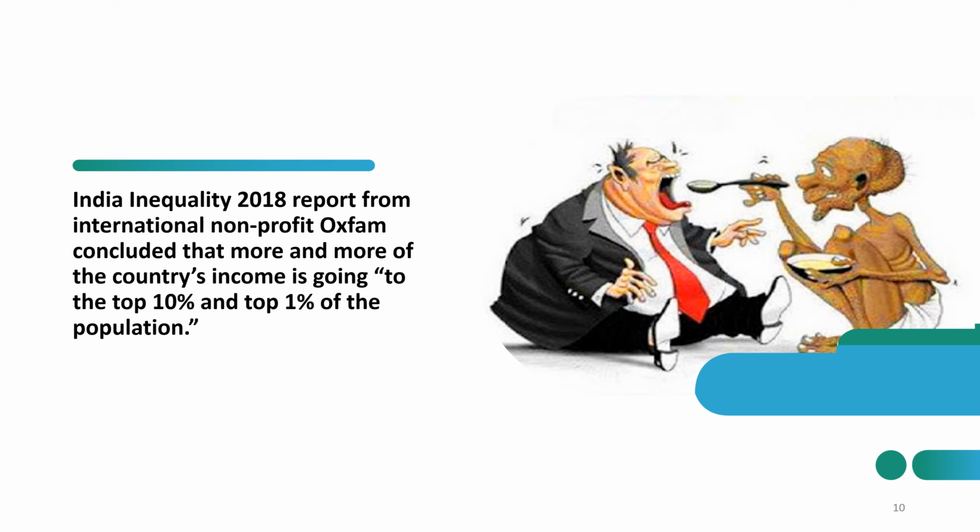The other report, from 2018 by the international non-profit Oxfam, concluded that more and more of the country's income is going to the top 10% and the top 1% of the population, a trend that is strongly reflected in India. In 2017, India's richest 1% pocketed 73% of the total wealth generated in the country. In contrast, 67 crore Indians, the poorest half of the population, saw their wealth rise just 1%. The number of billionaires in India increased from 9 in 2000 to 101 in 2017. 70 new billionaires were added in 2017, out of which again only 4 were women.